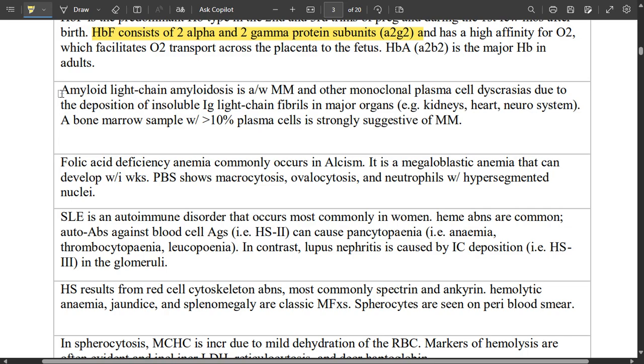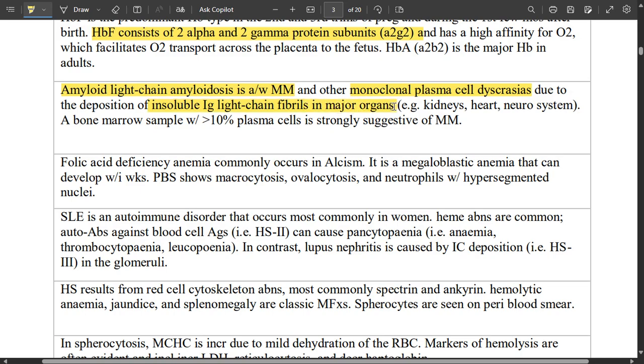Amyloid light chain amyloidosis is associated with multiple myeloma and other monoclonal plasma cell dyscrasias due to the deposition of insoluble immunoglobulin light chain fibrils in major organs. So in multiple myeloma, there are some undigested plasma proteins, which are amyloid light chains. These amyloid light chains are not digested by the body, hence they result in amyloidosis and other monoclonal plasma cell dyscrasias. So dyscrasia can also occur due to the deposition of insoluble immunoglobulin light chain fibrils in major organs.